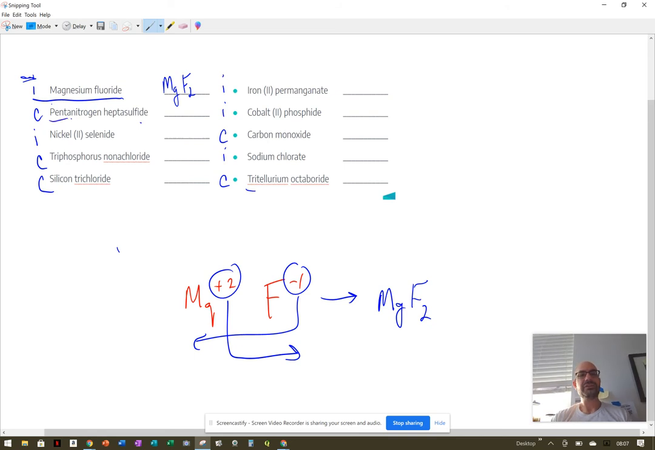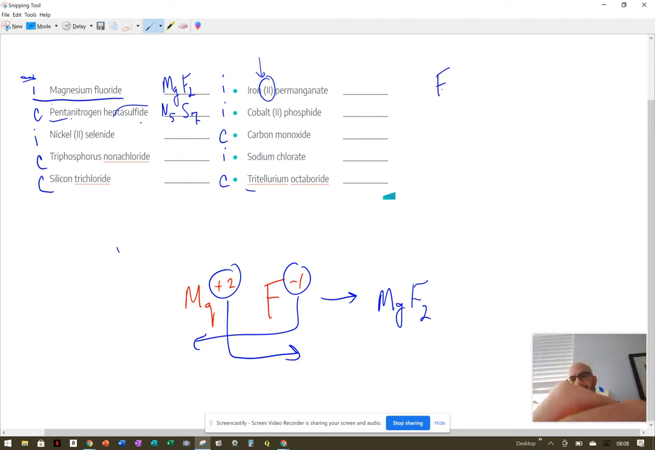Now for the covalent ones, don't forget we use the prefixes, so it tells us how many. So pentanitrogen just means 5 nitrogens. You've got those prefixes on the back of your periodic table that I've shared with you multiple times. So nitrogen's got 5, and sulfur has 7 because of the naming. And don't forget, when we've got these transition elements for ionic compounds, that 2 there, or the Roman numeral, tells us what the charge is, because these things can have different charges. So let's take a look at that one.